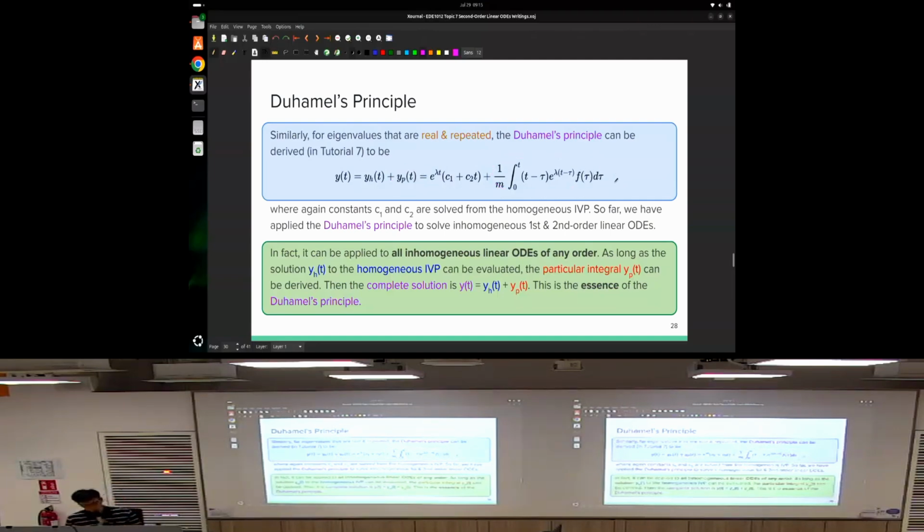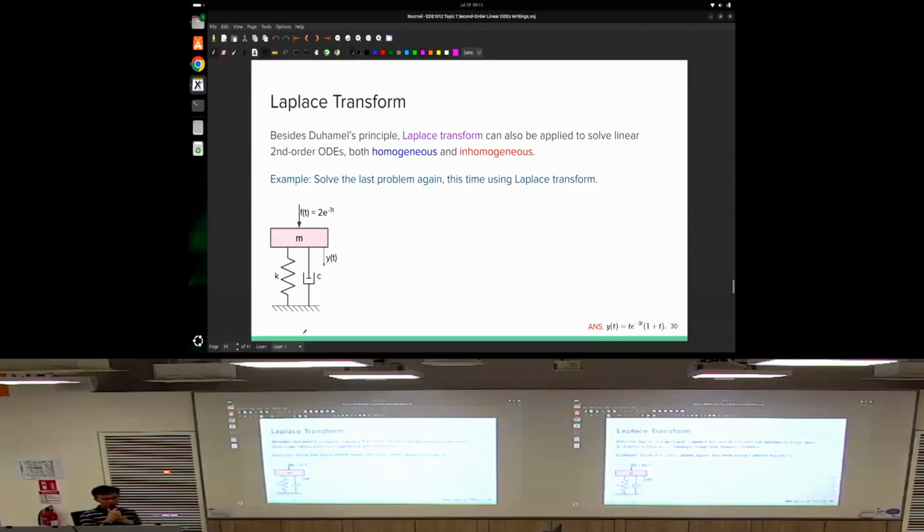So that's Duhamel's, but there is Laplace transform as well. It depends on the question you get. If the question asks you to just solve, and never says which method to use, then it's up to you. You prefer Duhamel's or you prefer Laplace, it's up to you. But if the question did state to use Laplace transform, then of course you are constrained to use the said method.